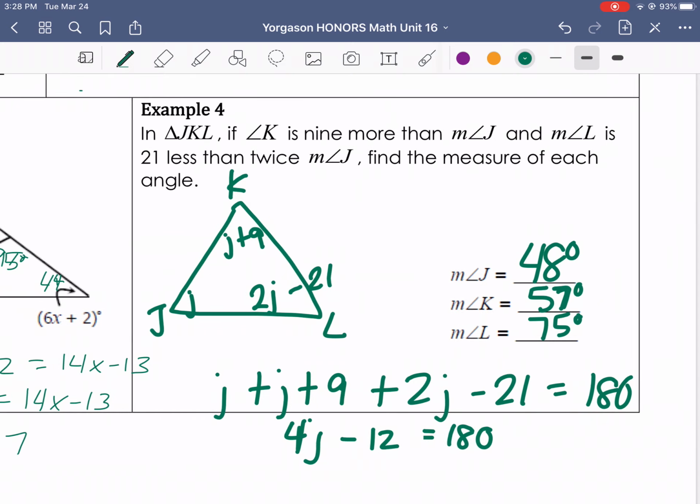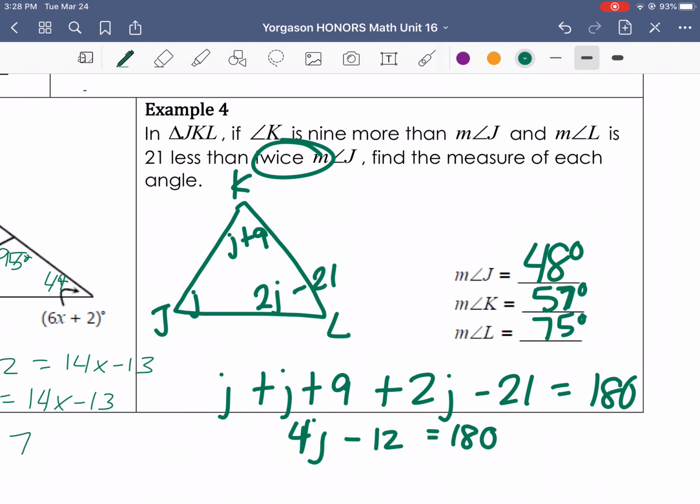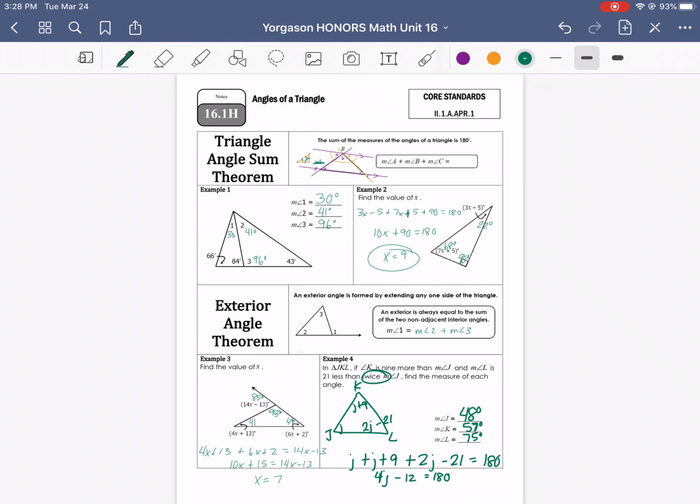Whew. When I tried that on my own, I totally missed that twice thing. And I ended up with answers that worked as well, but obviously were wrong. Okay, that's the second content piece, exterior angle theorem.